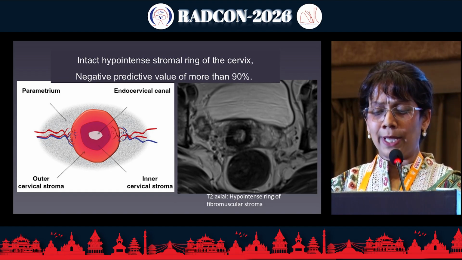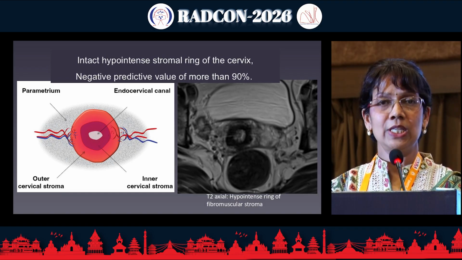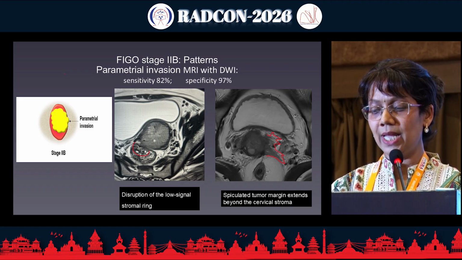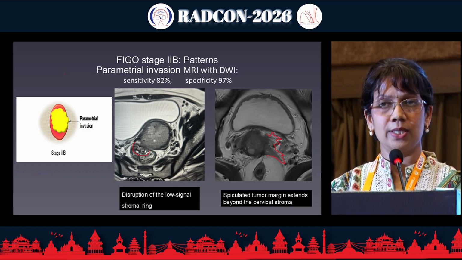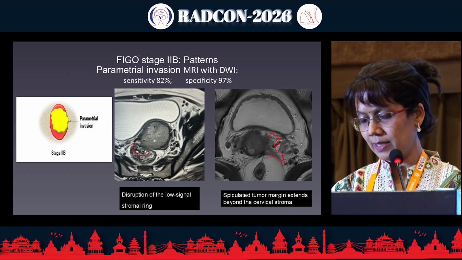The involvement of parametrium may be seen as a disruption of the low signal intensity stromal ring or the spiculated tumor margin extending beyond the cervical stroma, extending into the adjacent fat planes and encasing the adjacent ureter or vessels.